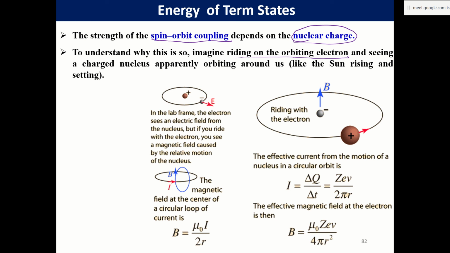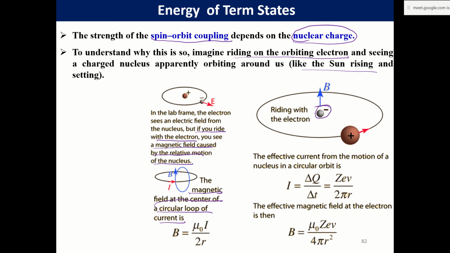So apparently, if you are the electron, sitting on the electron, you will see that the nucleus is moving around you, like the sun appears to be moving around us from the Earth's frame. Okay, so that is the situation initially. So it will appear to you that there is a magnetic field. When you are riding with the electron, you see a magnetic field that is caused by the relative motion of the nucleus. So this relative motion of the nucleus gives a magnetic field, and that magnetic field will also affect. So this is the point of view.